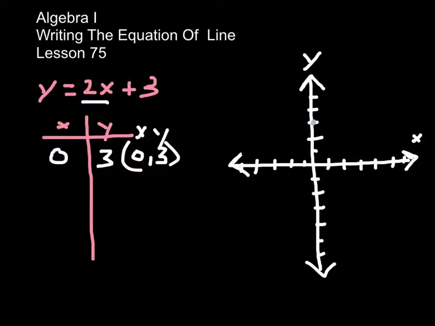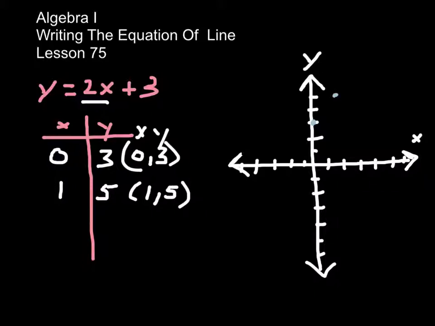Now let's find two more ordered pairs. I'll put 1 in for x. So 2 times 1 is 2, and 2 plus 3 is 5. So y would be equal to 5. So another ordered pair is (1, 5). So now I'm going to start at the origin again. I'm going to move right 1 and then up 5: 1, 2, 3, 4, 5. So it'd be about right there.